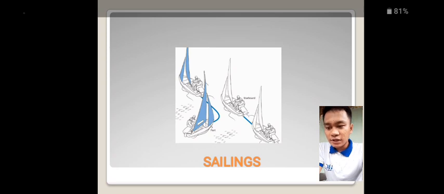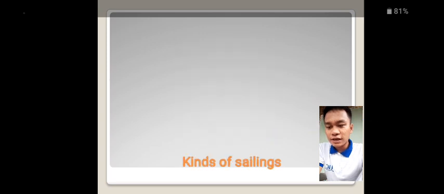Sailing is a mathematical solution of problems involving finding courses and distance from one point to another. For short distances, these problems are easily solved directly on charts, but for long distances, mathematical solution is often the better method. Kinds of sailing: there are 5 main types of sailings. Some authors say 7 types, but the other 2 are just modifications of the main types.